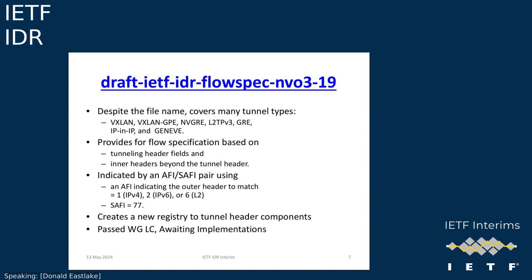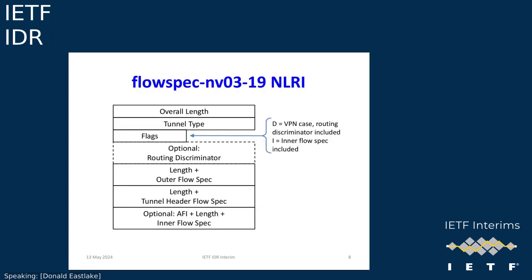This draft creates a new registry for the tunnel header components. I think I mentioned there's also one for layer 2 components created by the first draft. And it has also passed working group last call and is awaiting implementations. Next slide, please. So this is what it looks like.